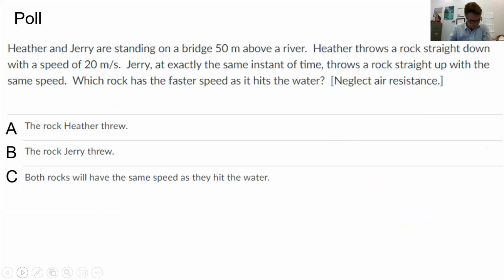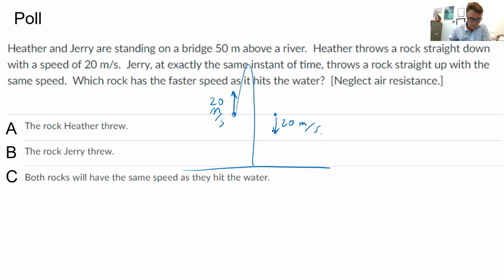Let's do one more poll. Heather and Jerry are standing on a bridge 50 meters above a river. Heather throws a rock straight down with a speed of 20 meters per second. Jerry, at the exact same instant of time, throws a rock straight up with the same speed. So one goes up 20 meters per second, and the other one goes straight down 20 meters per second. Which rock has the faster speed as it hits the water?